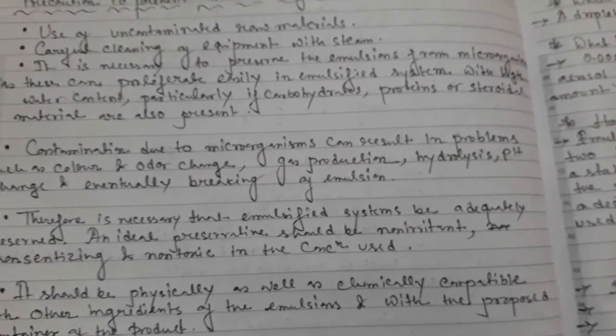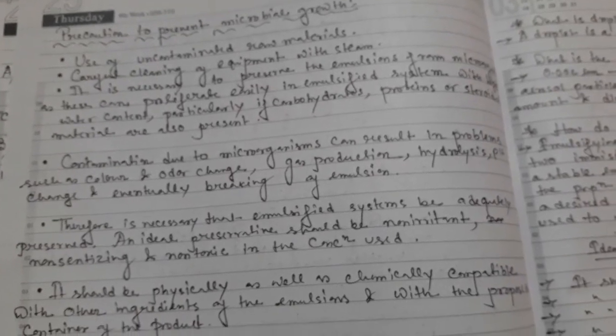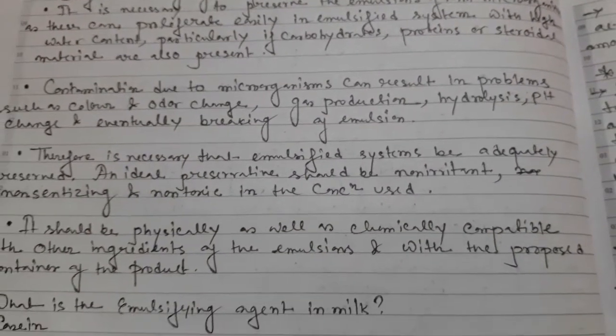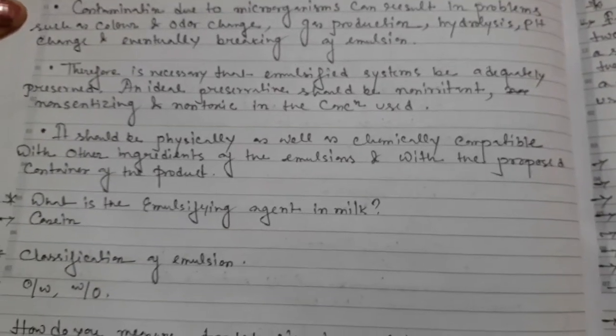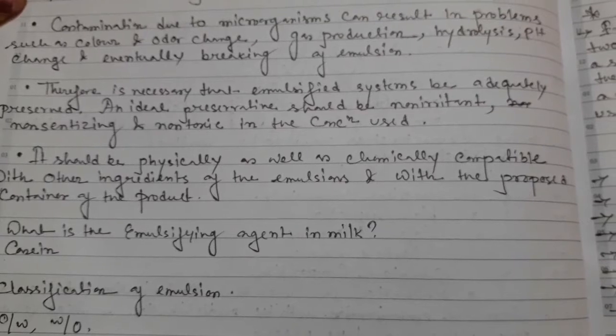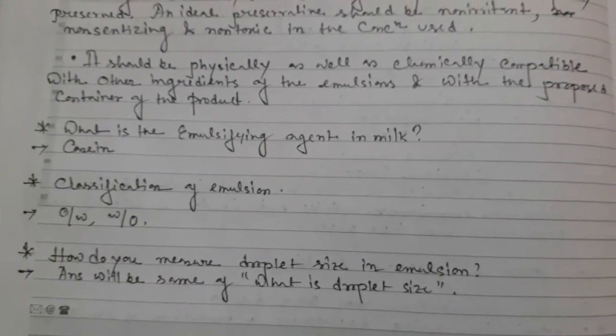Next question, precaution to prevent microbial growth. There are some very important points. Use of uncontaminated raw materials, careful cleaning of equipment. Contamination due to microorganisms can result in problems, color and odor change. Therefore, it is necessary that the emulsified system be protected. And what is the emulsifying agent in milk? Casein is one type of emulsifying agent which is present in milk. Classification of emulsion: oil in water, water in oil, etc.